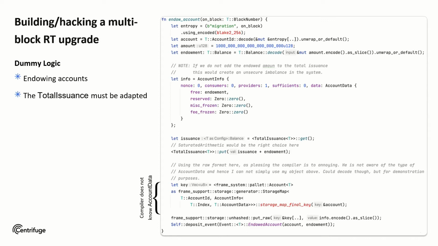For the account info, this is not so simple because the account info actually depends on the account data type, and our compiler currently doesn't know which data type we are wiring in here. But it's still able to generate the final key for me. So what I'm doing here is saying, okay, for this account that I want to inject, generate me the final key, which is correct. So I don't need to do this myself. And then I'm using the unhashed interface, which is basically just saying, give me this key bytes, give me this data bytes, and I will just inject it into storage.